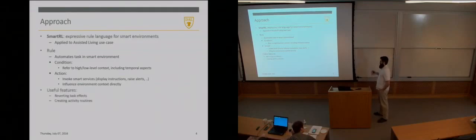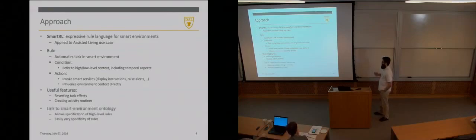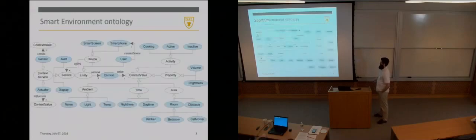On top of that, we have some, in our opinion, useful features for AAL use cases, like reverting task effects and creating activity routines, which I'll elaborate on in a little while. To allow this expressive nature of SmartRL, we link it to a domain-specific smart environment ontology that allows us to specify these rules in a high-level way, in particular symbolic context references, and to easily vary the specificity. I will come back to all of this later on.